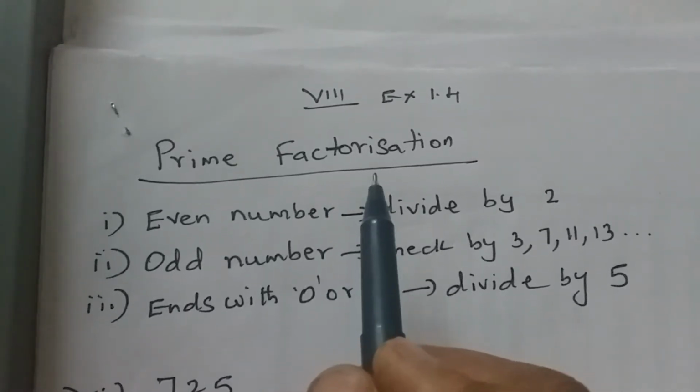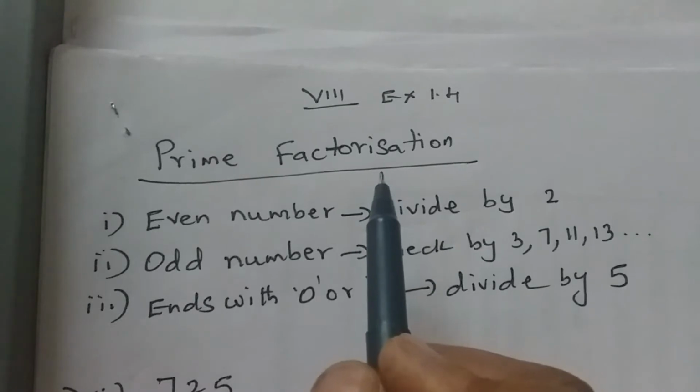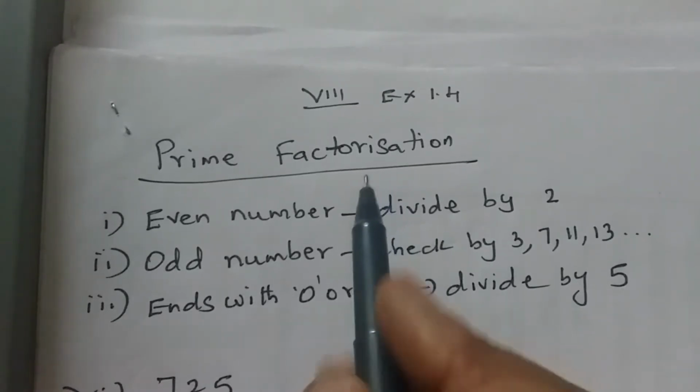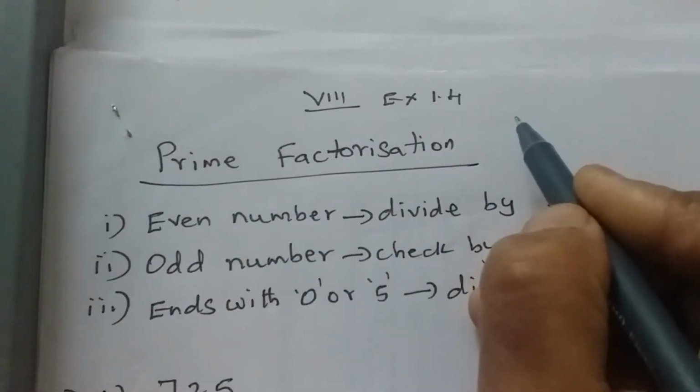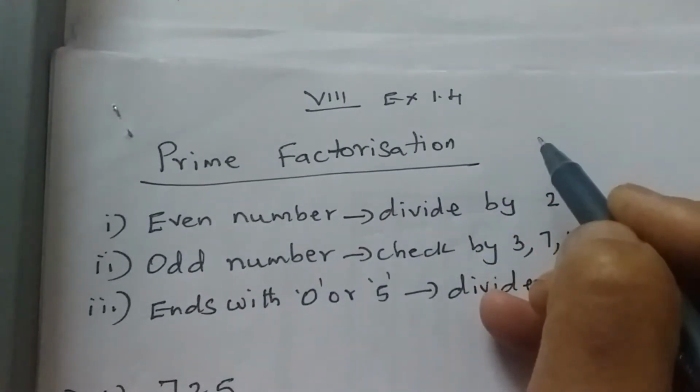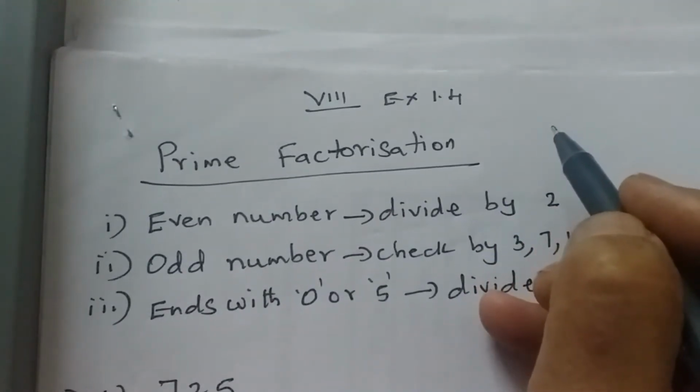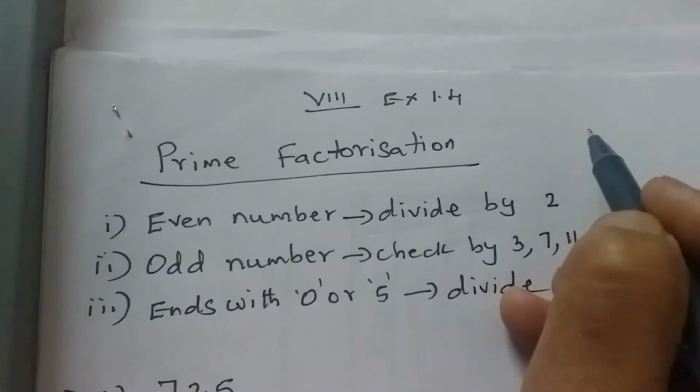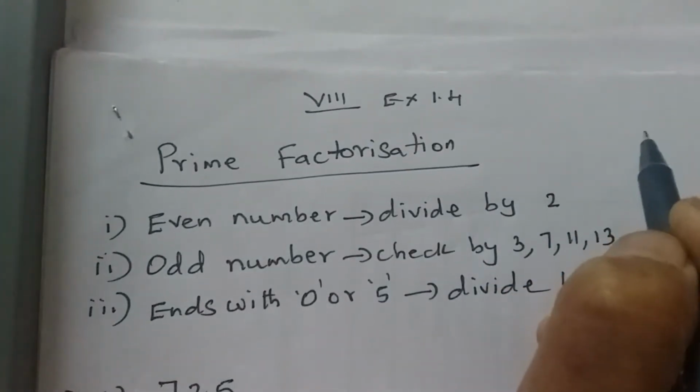2 comes only in the 2 table. We don't get 2 in any of the other tables. So they are 2, 3, and what is the next? 5, 7, 11, 13, etc. All these numbers are divisible only by 1 and itself.